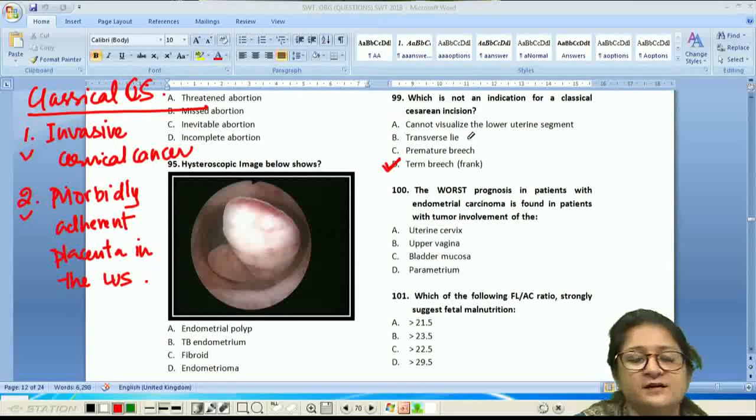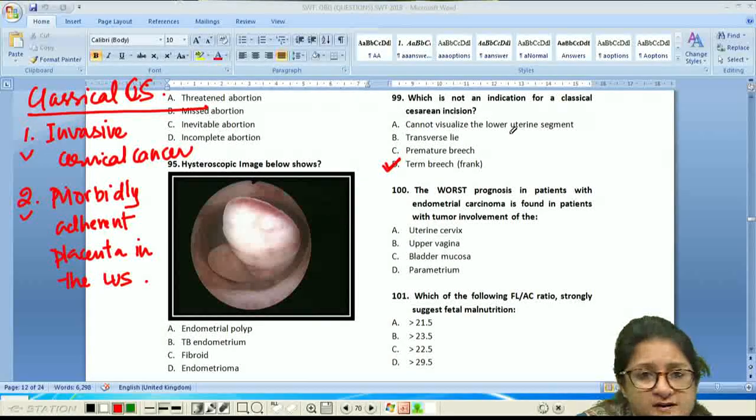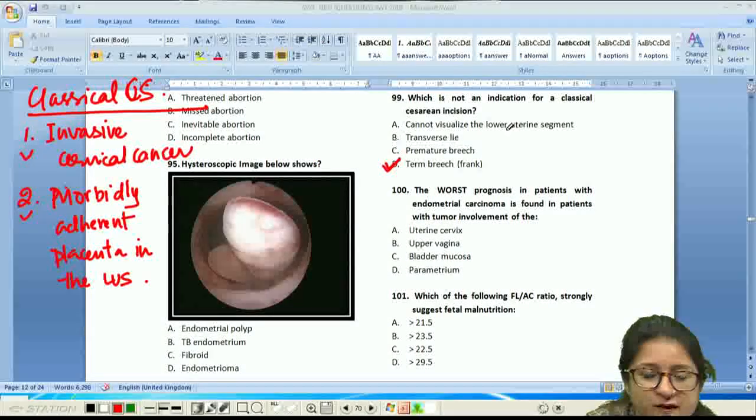So don't think that with transverse lie one always performs a classical cesarean section, and do not think that when you cannot visualize the lower uterine segment you perform a classical cesarean section. It's not like that. If you don't see the lower uterine segment, we try to reach as far down safely as possible. That is what we usually try to do.